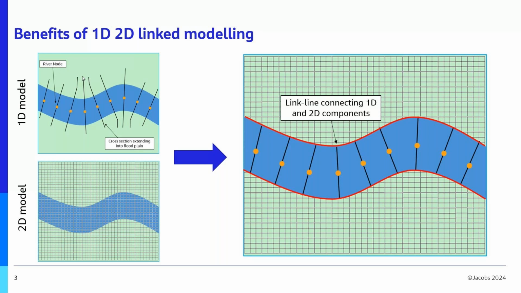When you link a 1D, 2D model together, you get the best of both worlds, essentially, as it allows for integrated catchment modelling, providing a more accurate representation of fluvial flooding and therefore a better understanding of flood risk in urban areas. Flood Modeller makes 1D, 2D linked modelling easy with its user-friendly, intuitive interface, as you are about to see in my live demo.